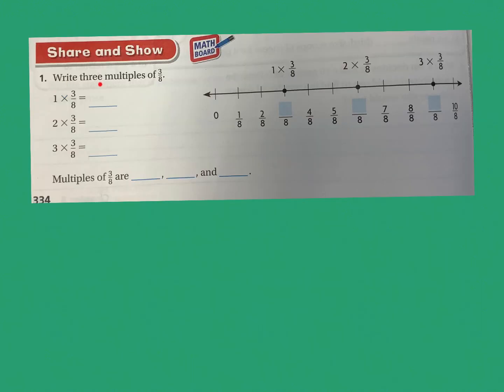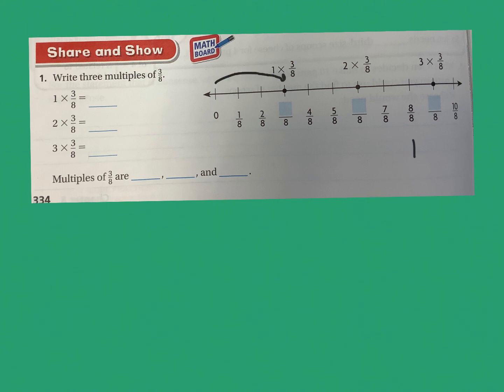All right, let's practice a few on the Sharon Show. They want us to write 3 multiples of 3 eighths, and they have it modeled here. Between 0 and 8 eighths is 1 whole. I have it broken into 8 equal pieces, to get there to the 1. And I'm counting by 3s, so 1, 2, 3.